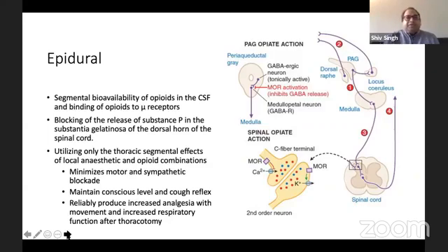So utilizing only the thoracic segmental effect of local anesthetic opioids combination leads to minimization of motor and sympathetic blockade. It is very local. Even though it's happening on both sides, it is restricted to that segment, so you don't see any effects on the motor or on the sympathetic blockade. There is sympathetic blockade with epidurals, but it's minimal with the concentration of local anesthetic we use for pain relief, so 0.125% bupivacaine.